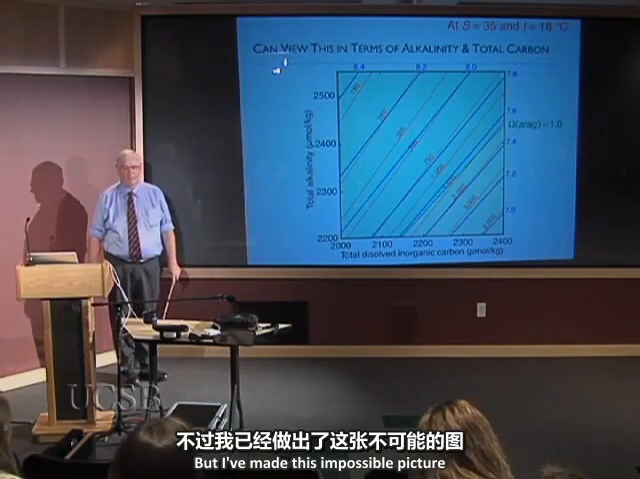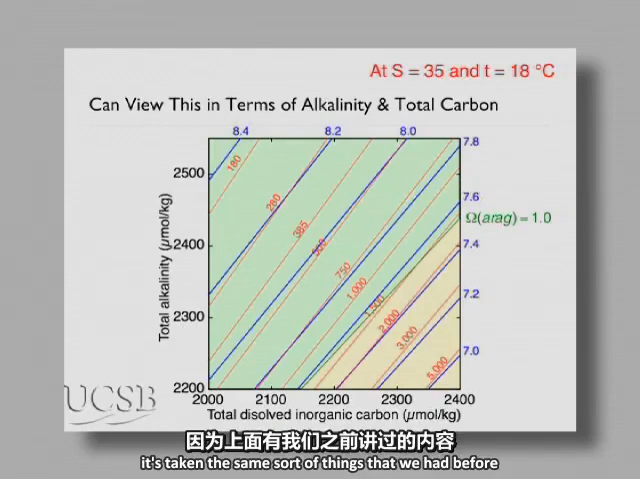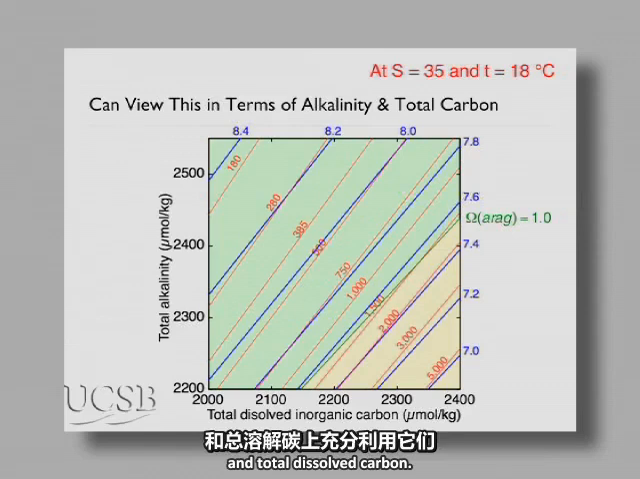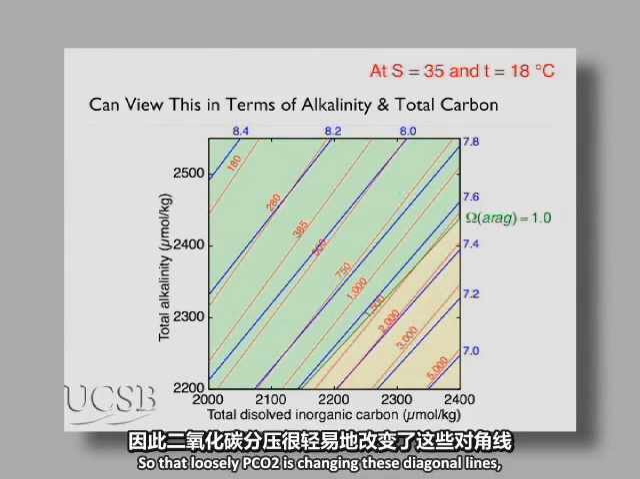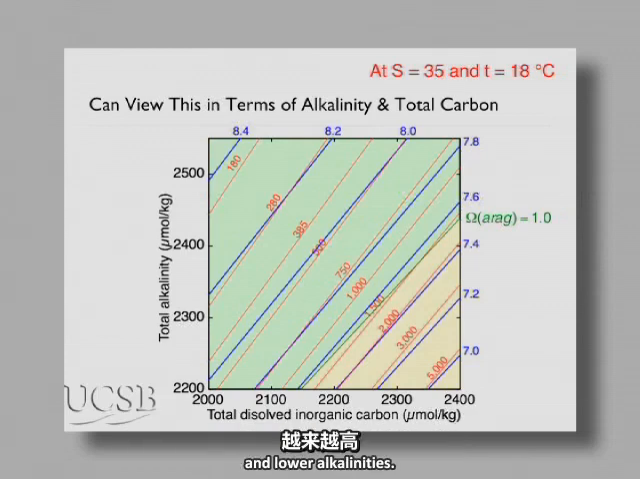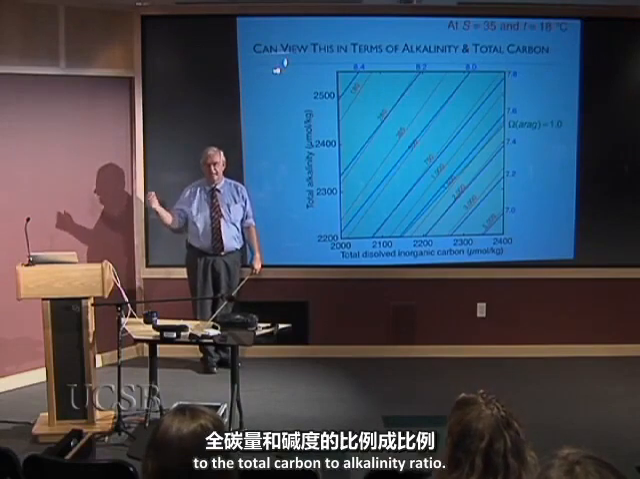I've made this impossible picture, which I will take a few moments to discuss, because it's taken the same sort of things that we had before and superimposed them now on that picture in terms of alkalinity and total dissolved carbon. First, the red lines, 180, 280, 500, those are the PCO2s. So that, loosely, PCO2 is changing with these diagonal lines, getting higher and higher as we go to higher total carbon and lower alkalinities. Essentially, the PCO2 is roughly proportional to the total carbon to alkalinity ratio.